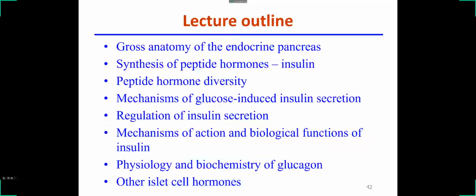Remember the differences between peptide and steroid hormone cells. Think about gene duplication and those four mechanisms of how hormone diversity is achieved.